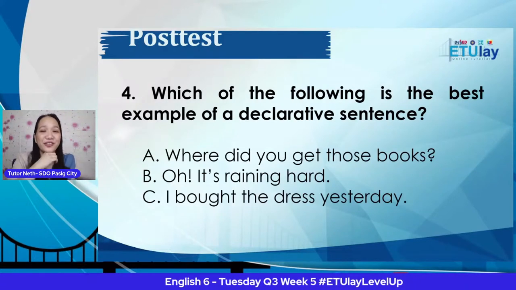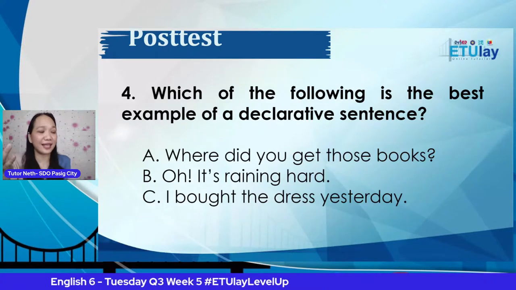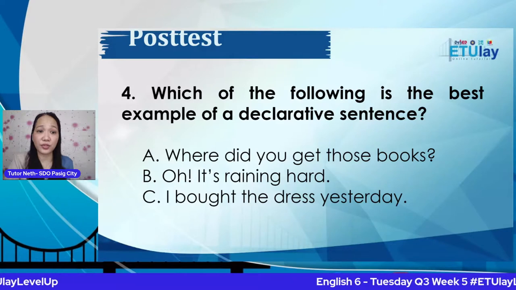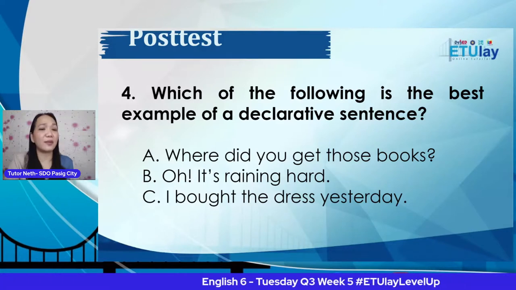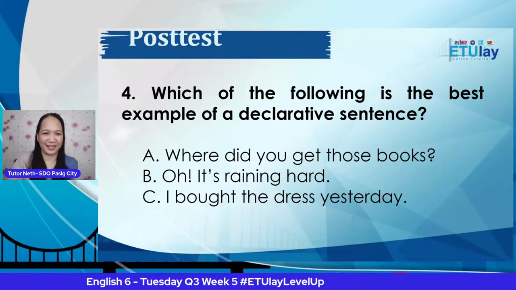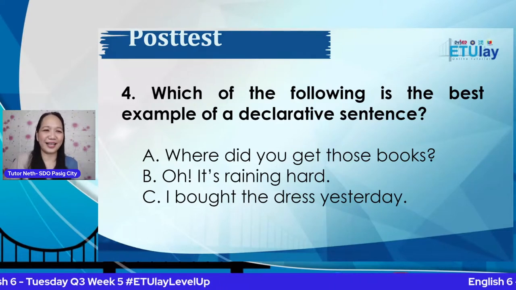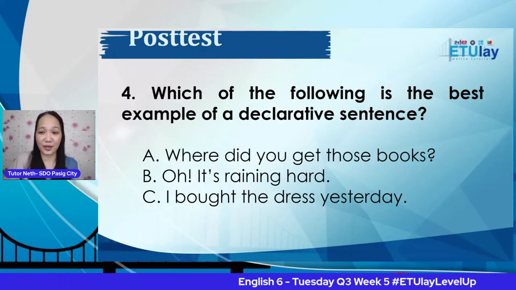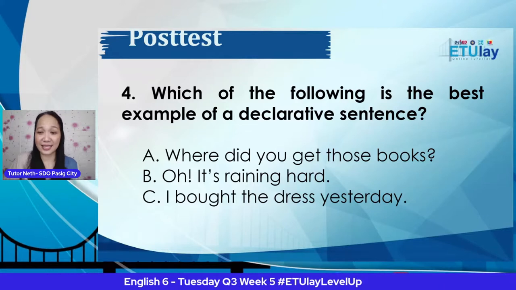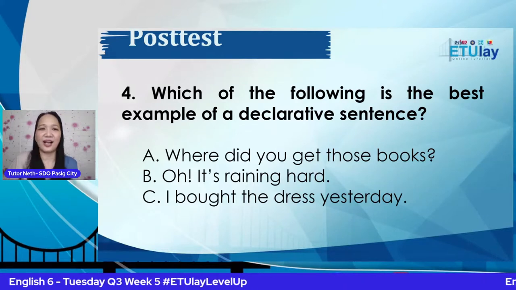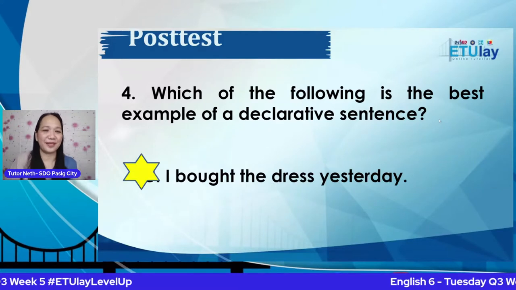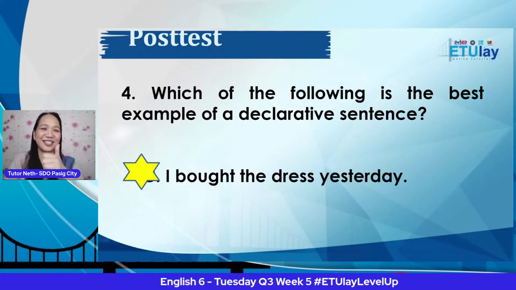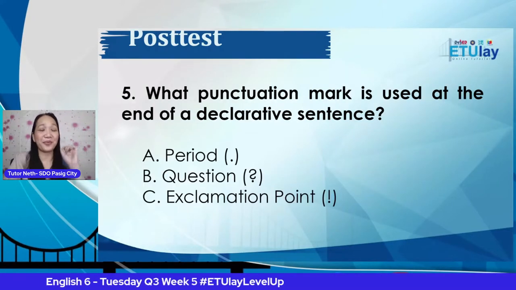Number four. Which of the following is the best example of a declarative sentence? A, where did you get those books? B, oh, it's raining hard. Letter C, I bought the dress yesterday. What do you think is the correct answer? Ayan. Letter A daw, sabi ni Clarice Arboso. Si Leila C, si Abin Chin C. Okay, let us see our correct answer. So that is letter C, I bought the dress yesterday. Good job, learners.